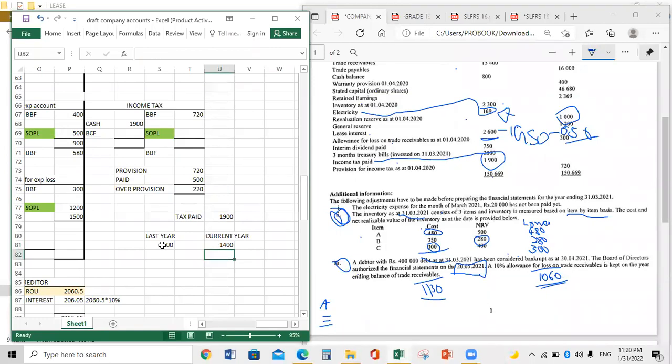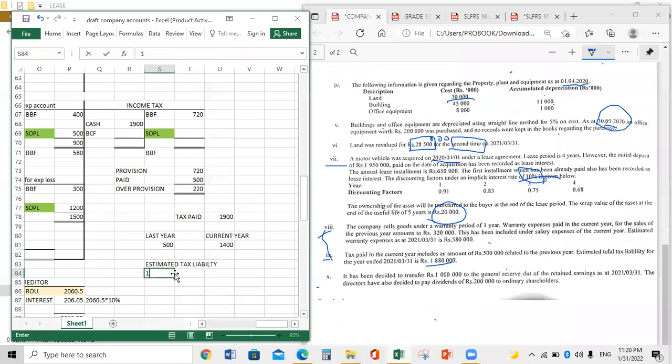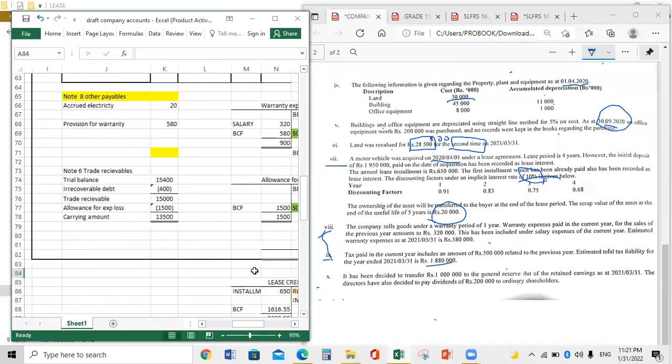They say, guys, the estimated tax liability is 1,880 for the current year. Out of that, how much have you paid for the current year? The current year paid amount is 1,400. Then how much is the payable? How much is the payable?